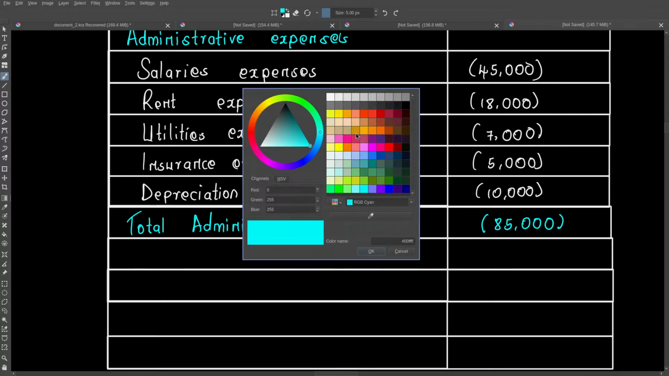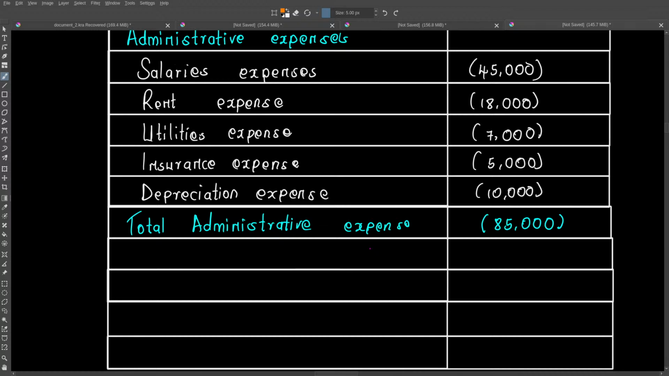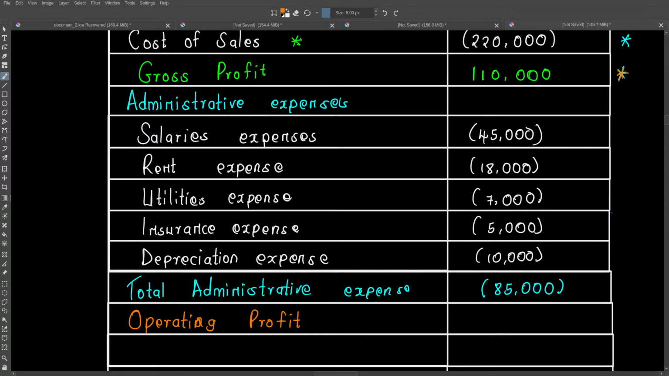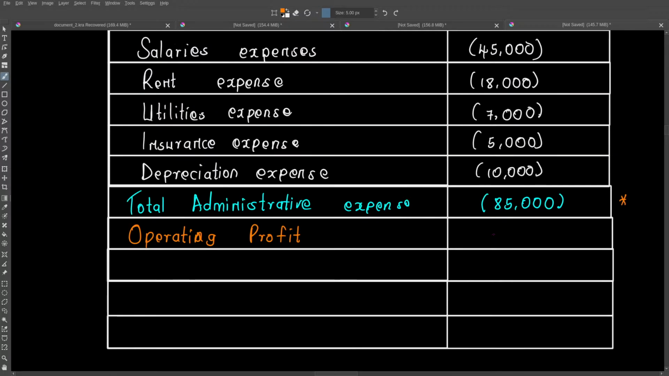Let me use another color here. So we are able to get the operating profit, which is basically the gross profit less the total administrative expenses, which is going to be 110,000 less 85,000, and this is going to give us 25,000.